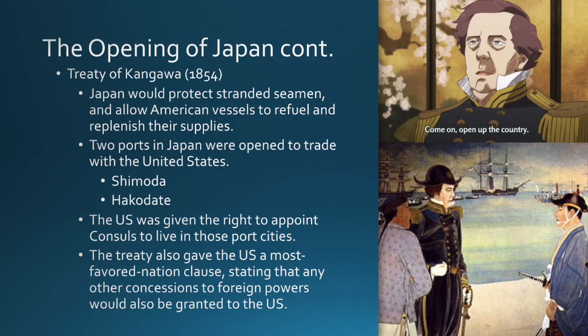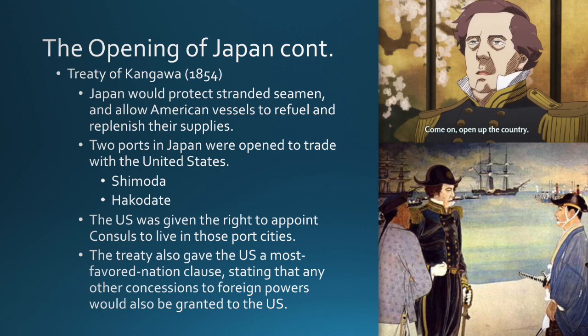And so Japan would protect the idea with the Treaty of Kanagawa. Essentially what it did was it said that Japan would protect stranded seamen, and it would also allow American vessels to refuel and replenish their supplies in ports in Japan. The two ports that were opened to trade to the United States were Shimoda and Hakodate. The U.S. was also given the right to appoint consuls to live in these port cities, so we could have representatives living in the city to interact with the government.